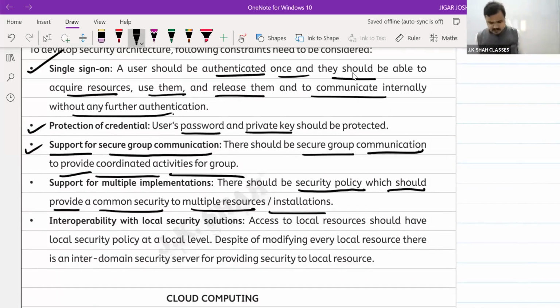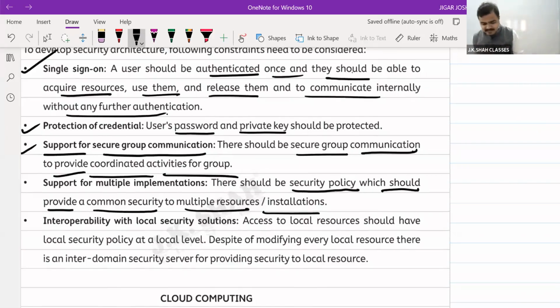Understood? Yes, sir. So number one, sir, single sign-on. Number two, sir, protection of credentials. We should maintain privacy of both password and private key. Private key is something which is used for creating digital signature. Third one, sir, support for secured group communication. Number four, people, sir, support for multiple implementation. Are you conceptually clear till here? Yes. Okay.